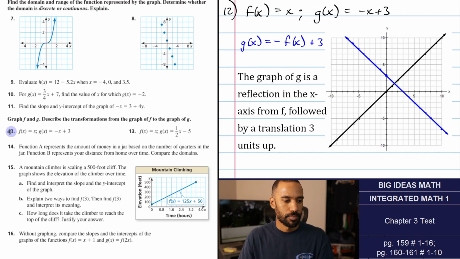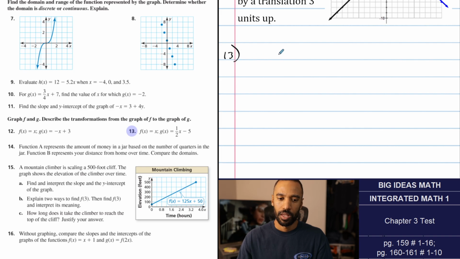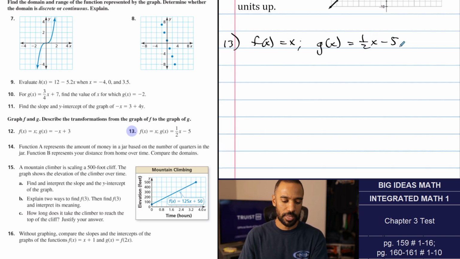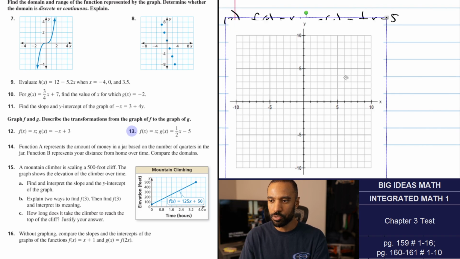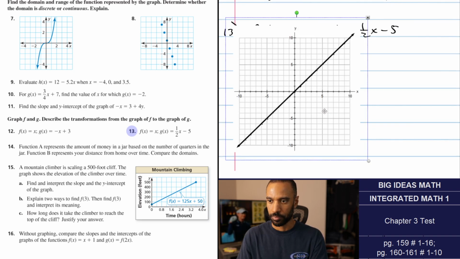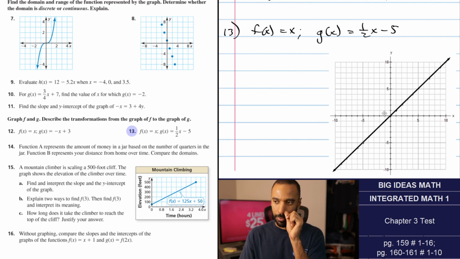Number 13 does some more of the verticality things. Let's see. So number 13, same parent function. G of x is 1/2 x minus 5. So we can make some of the same statements as we had before. Now I can use this same parent function right here. Now we say 1/2 x minus 5.